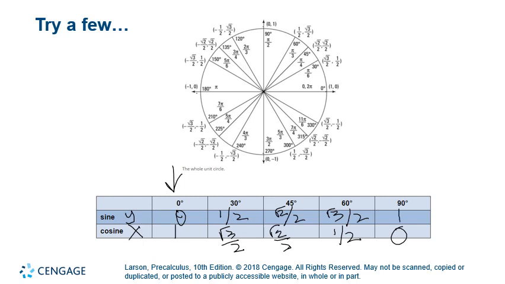And we can continue to do this for all of the angles along the unit circle. We could even extend this table and start figuring out what the tangent values are, and so forth.